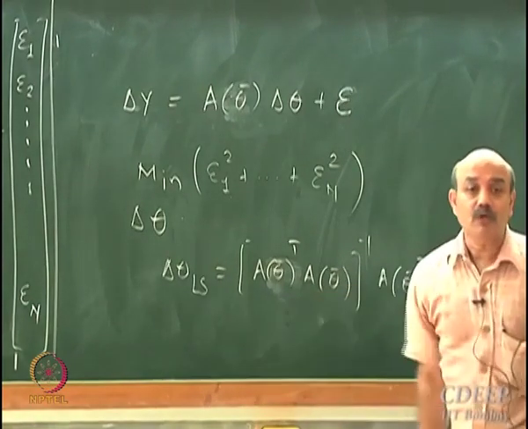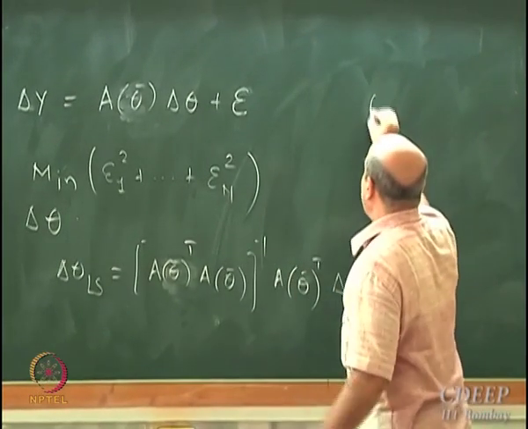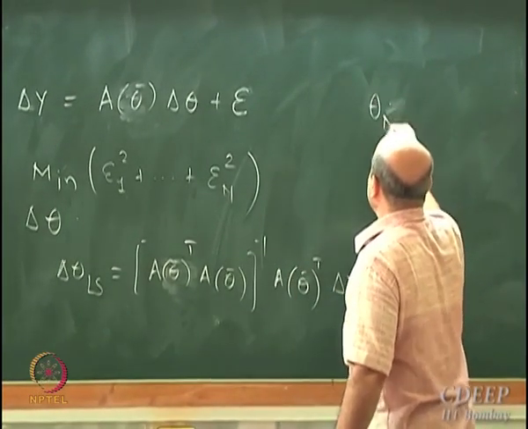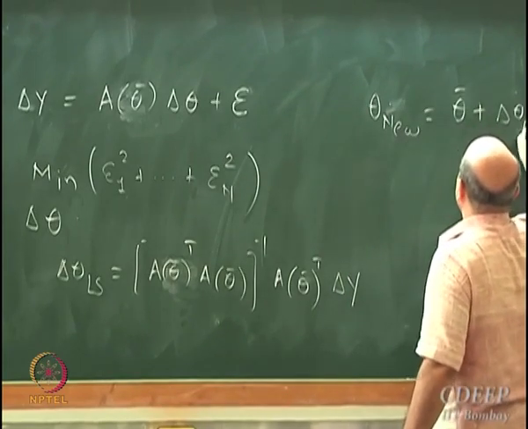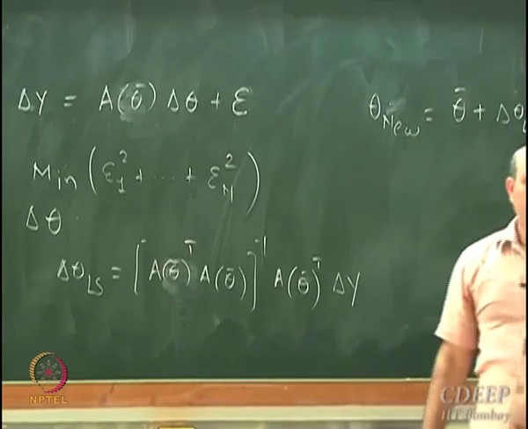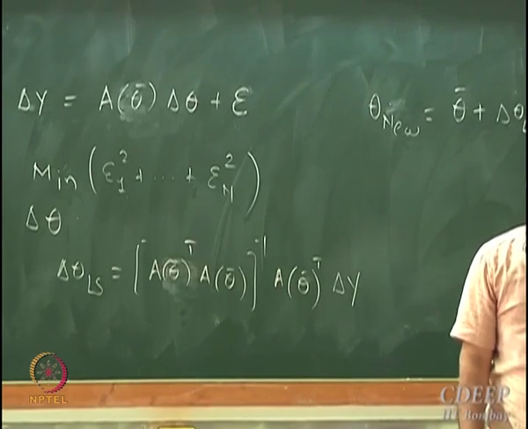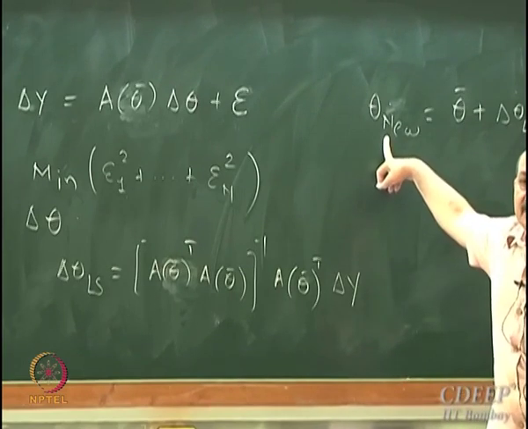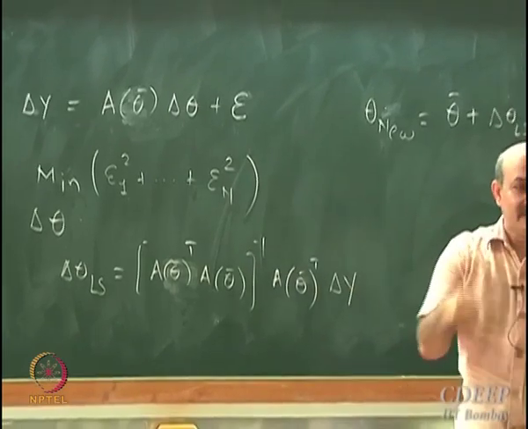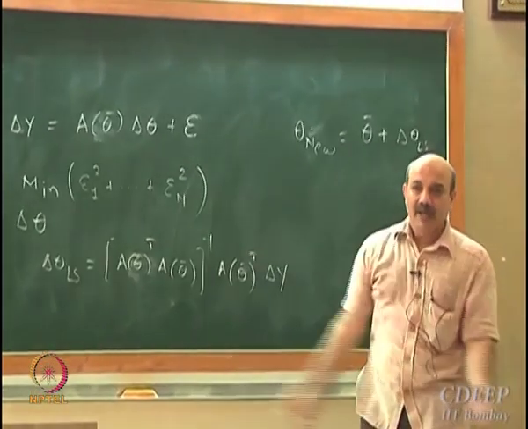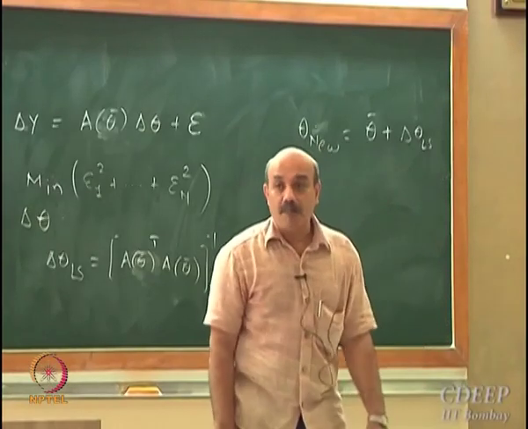And then what do I do with this solution? What I do is to generate an iteration. So I will say theta new equals theta bar plus delta theta least square. What do I do with theta new? I put it back, I relinearize around this new theta, and then keep on doing this. When will you stop?